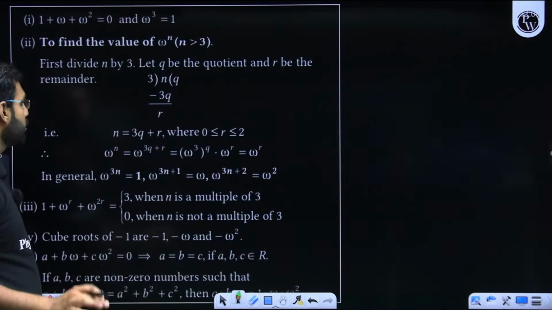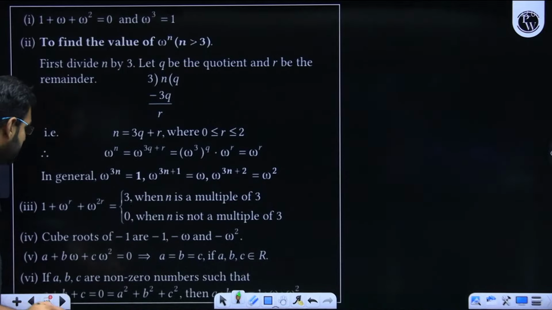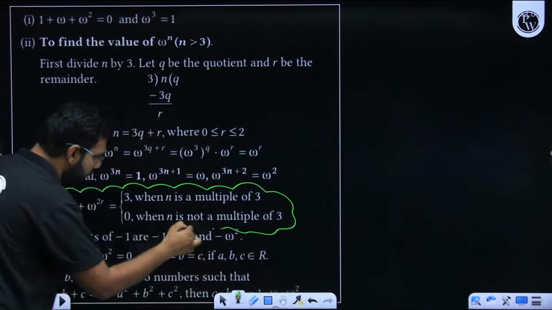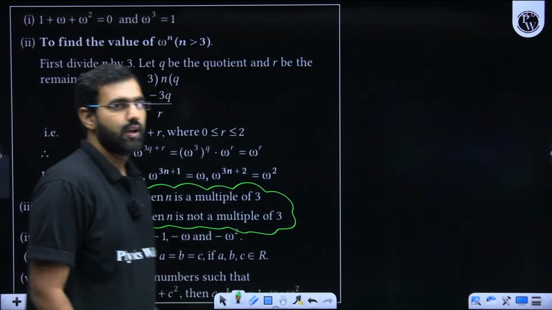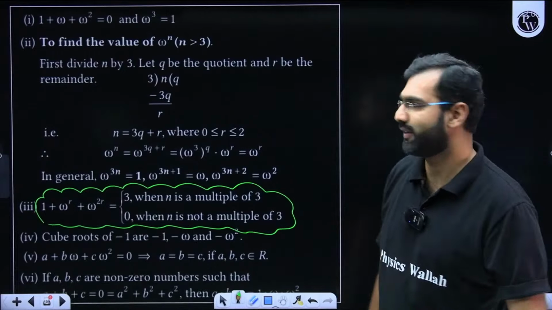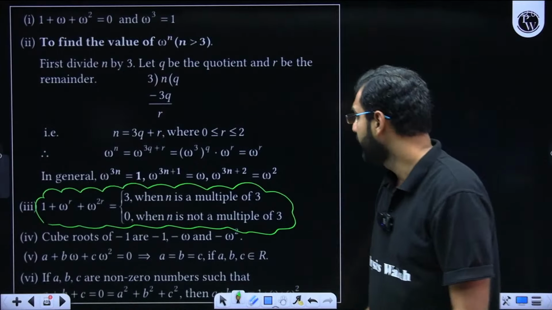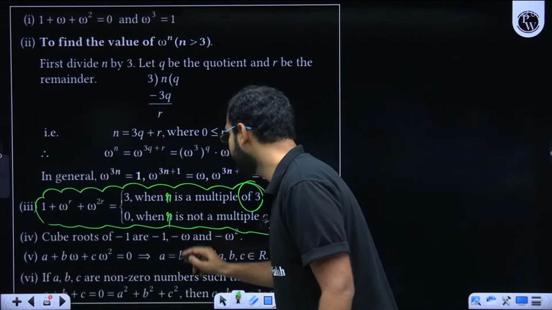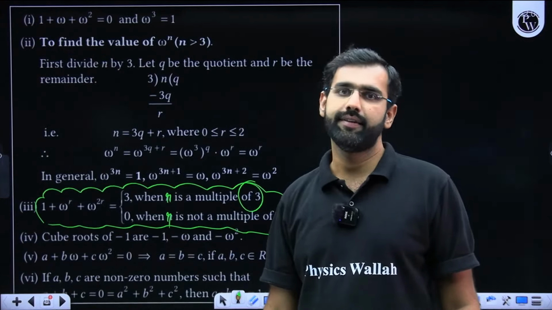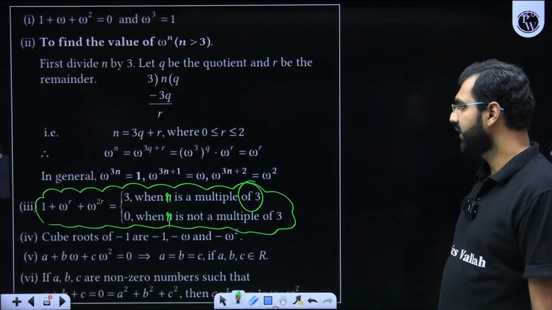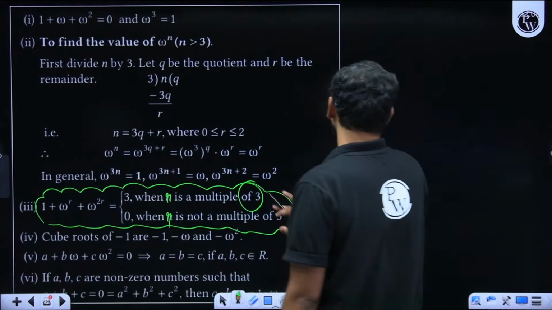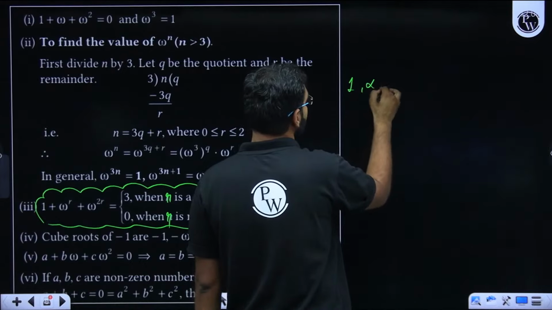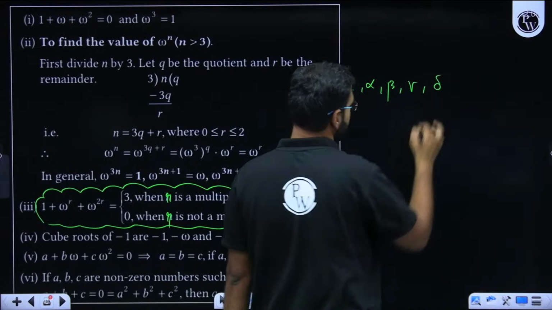Something more important you should remember here is this result. Which result? This one. If you are given 1 plus omega to the power r plus omega to the power 2r, this will be either 3 or 0. This will be 3 if r is a multiple of 3. This is not n, this is r. And this will be 0 if r is not a multiple of 3. Are you all listening and understanding? Let's say fifth roots of unity I'm given. Let's say fifth roots of unity are 1, alpha, beta, gamma and delta.